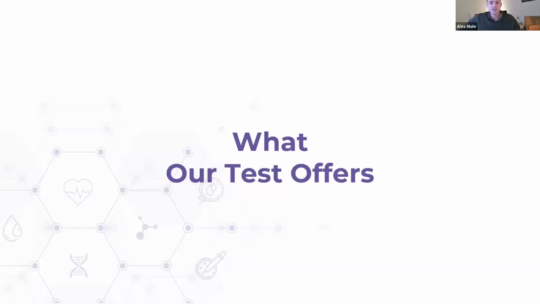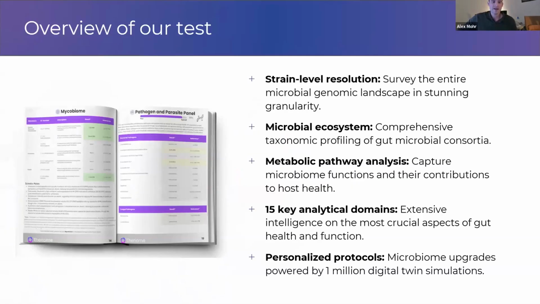So I'm going to go back to my slides. Okay. So in terms of what our test offers, as Micah was just showing you there, going through the pages, first of all, really important, because of the type of sequencing that we're using, we're getting down to the strain level. So this is the most granular level that you can get in a microbiome test. Moreover, we're joining that with the functionality of each one of these strains to really better understand just how the microbiome is going to impact your health.